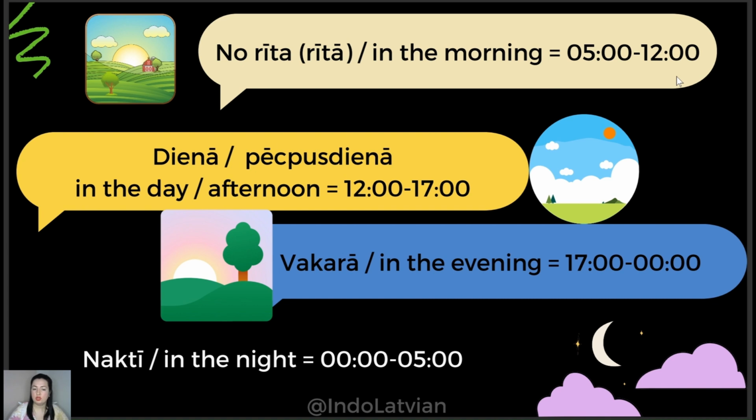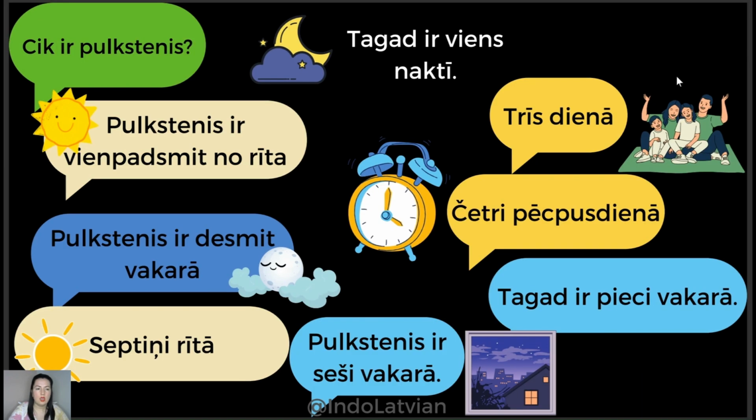And if you want to talk about evening in Latvia, you would use word vakarā, in the evening. And the time interval is between 5 and 12 at the night, 17 till 12 at night. And the night is between 12 at night and 4 or 5 in the morning. And you would use word naktī, in the night. Naktī.